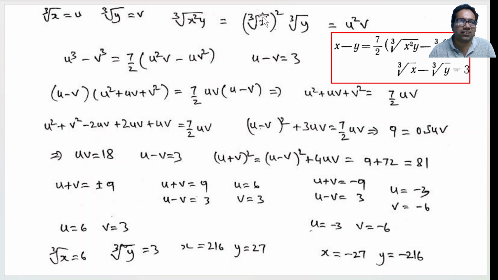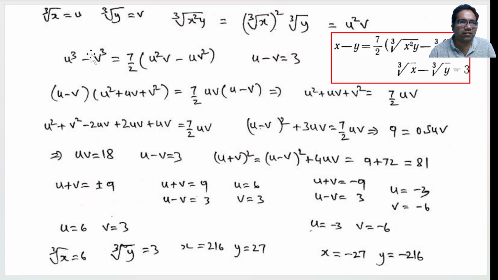What is cube root of x? We just decided that we'll call cube root of x as u. So this becomes u square and this becomes v, u square v. Similarly, this part becomes cube root of x into cube root of y whole square, that is u v square. Then this equation becomes, x is anyway u cube, so u cube minus v cube equals 7 by 2 into u square v minus u v square, right? And u minus v equals 3, right?